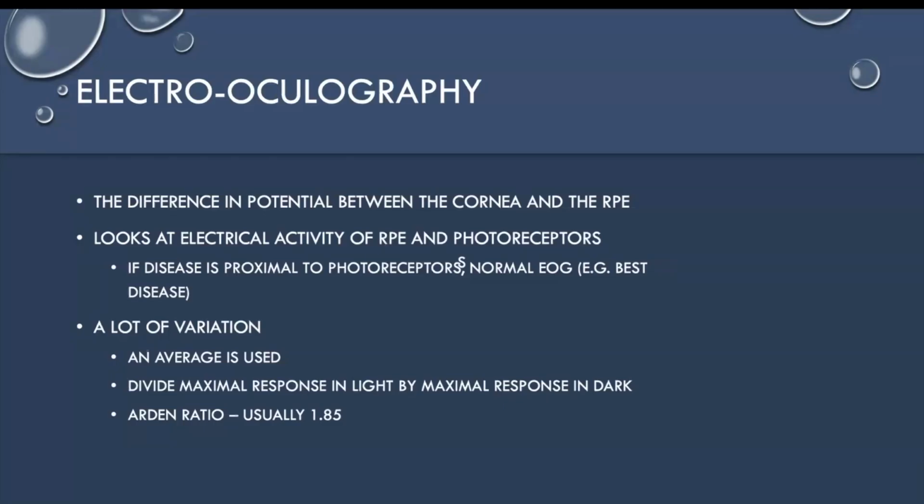And there's a lot of variation with the EOG when you look at the RPE as a whole, so an average is usually used. You take your maximal response in light anywhere across the RPE and you divide it by your maximal response in dark. And that gives you what we call the Arden ratio. It's usually 1.85, which essentially suggests that your maximal response in light is about 1.85 times the response in the dark. And that ratio is usually what's looked at when looking at electrooculography.